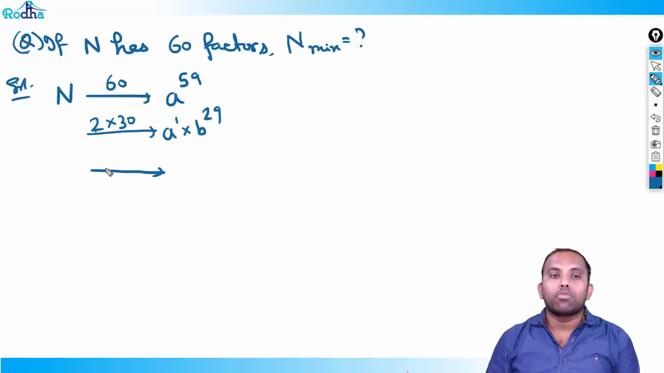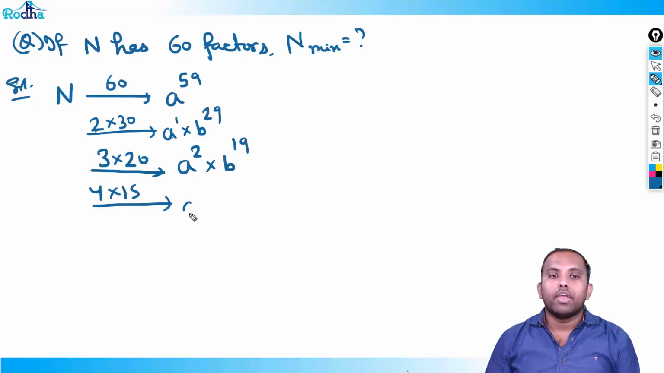n can be split like 3 into 20 also, 60 as 3 into 20. Again 2 prime bases. So A has factor 3, so power 2. B has factor 20, so power 19. Move to the next one, 4 into 15. So A has got factor 4, so power 3. B has got factor 15, so power 14. Then 5 into 12.